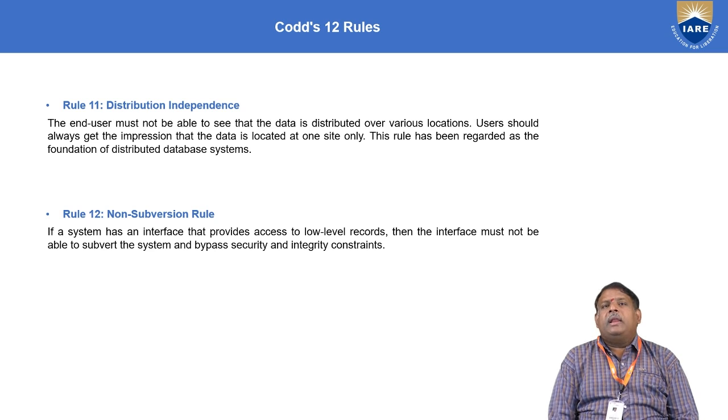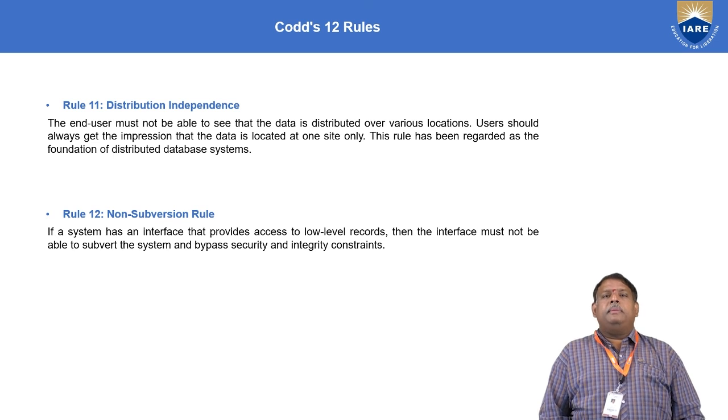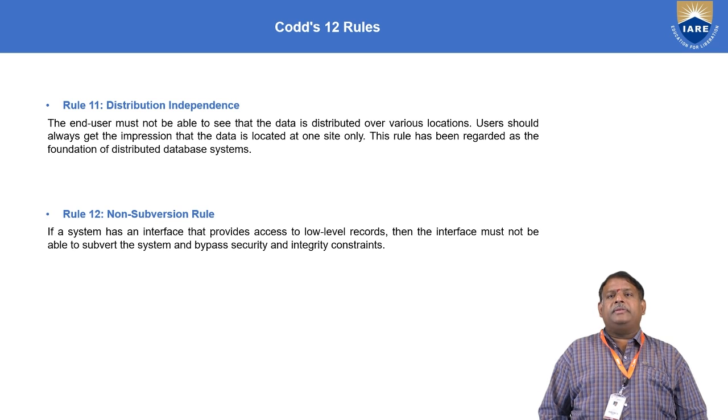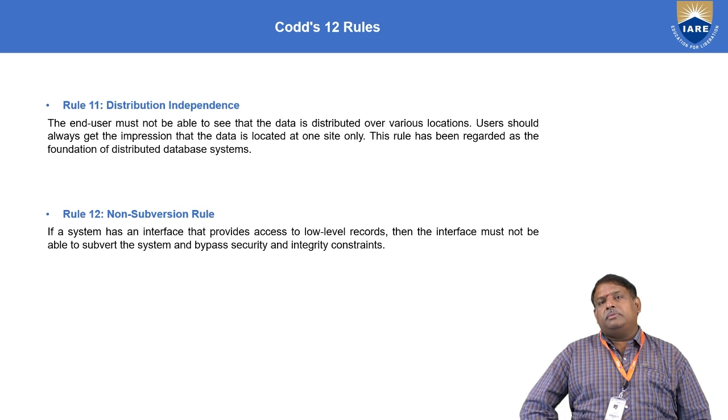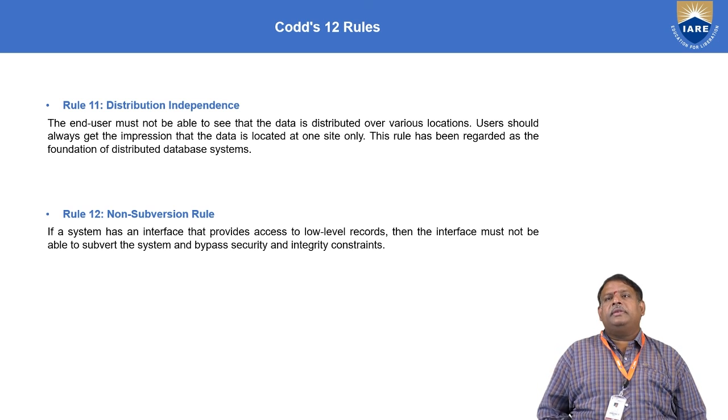The last rule is the non subversion rule. If a system has an interface that provides access to the low-level records, then the interface must not be able to subvert the system and bypass security and integrity constraints. Okay, that means your interface must not be able to bypass security and integrity constraints, otherwise your data becomes inconsistent. This completes the control rules.